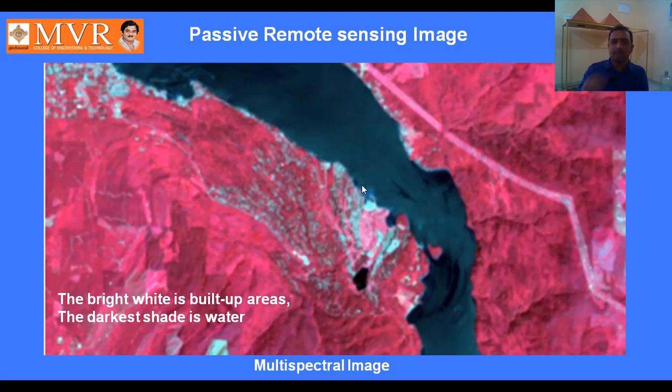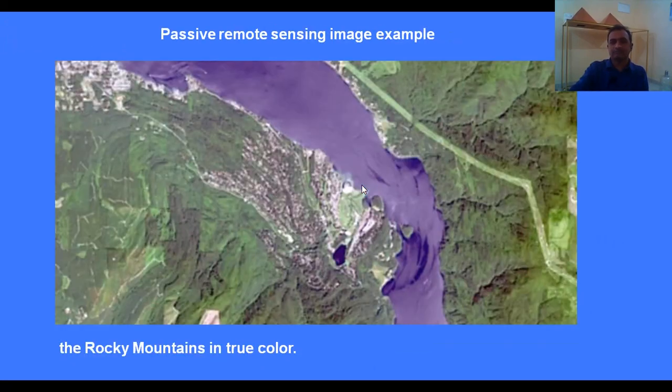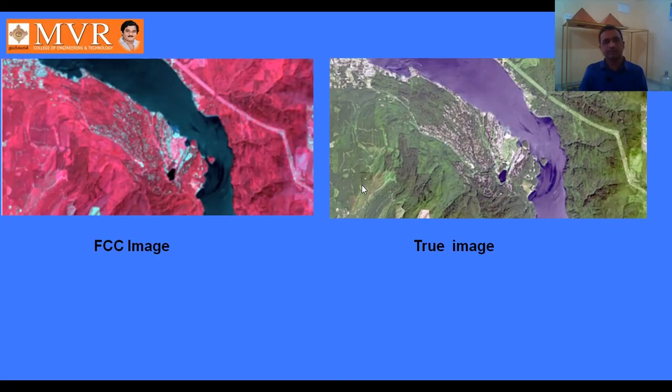what is a band, what is spectrum, what is wavelength. These are all very important for understanding the analysis of these images. So I think you understand passive and active remote sensing. This is the FCC, this is the true color. These are the differences between these two.